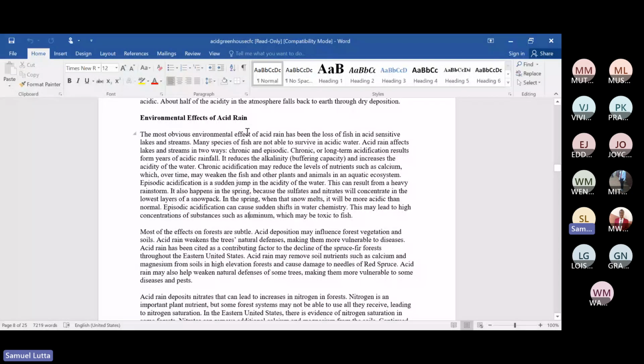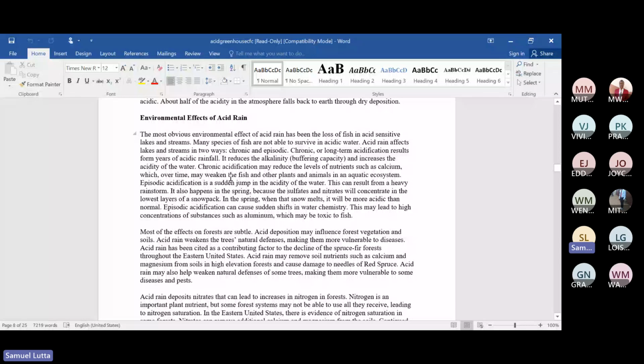So for the creatures in water, it can affect them through what we call chronic acidification. It affects the uptake of nutrients over time, which might weaken the bones. Because when you have low concentration of calcium, then it will affect the formation of bones. For the plants, of course, calcium will also affect the same because it's used during the metabolic processes.